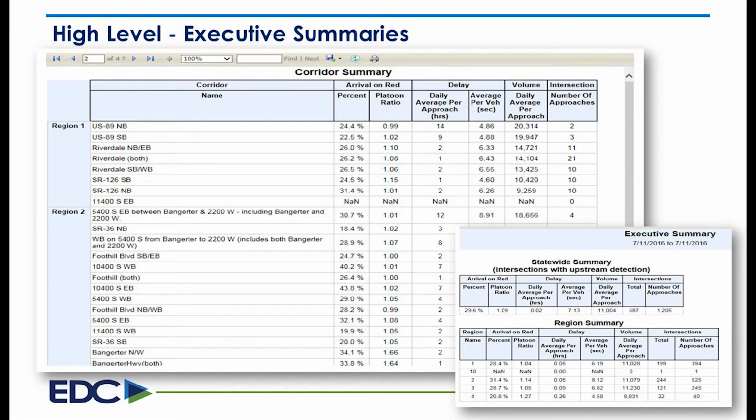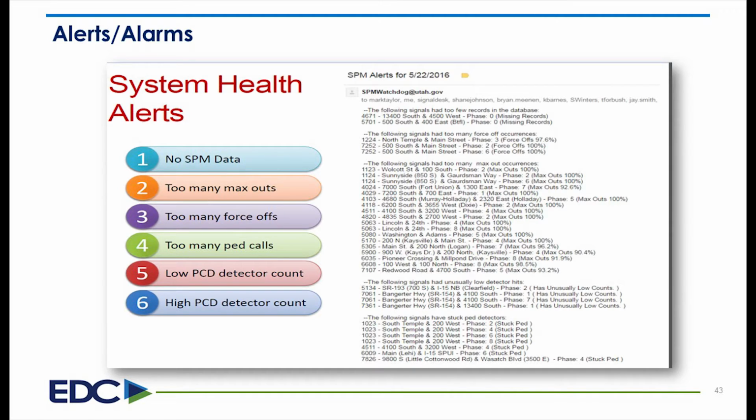In addition to some of the detailed graphs, the system also provides some high-level executive summaries. These summaries are for intersections, corridors, and regions. Since the developers were part of the DOT staff, they came up with some automated reports to let them know about things like, as Eddie mentioned, detection issues, communication loss, stuck detectors, ped stuck, and if splits weren't getting enough time. The system automatically alerts them of these things.